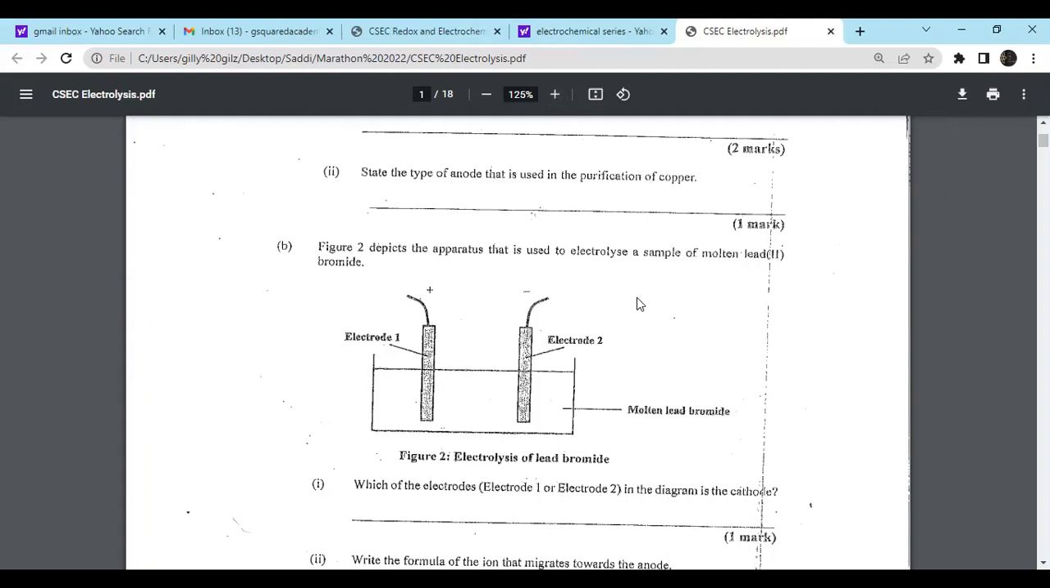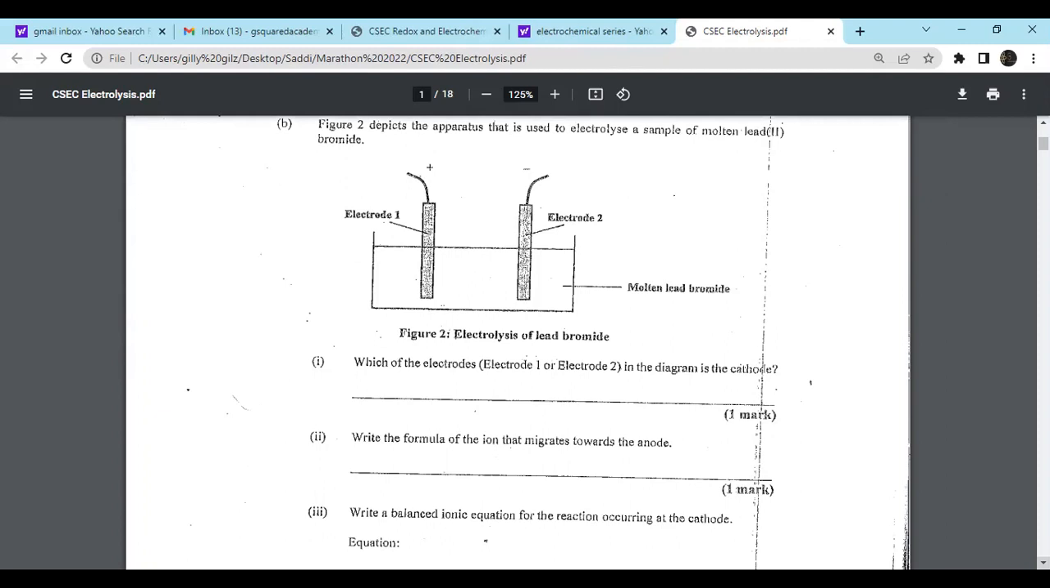It says which of the electrodes, electrode 1 or 2, in the diagram is the cathode. Okay, sorry. Of course, electrode 2, because electrode 2 is connected to the negative side of the power source. The cathode is connected to the negative side of the power source. Generally speaking, the cathode is on the right as well, but don't just say the cathode is on the right. Look at what it's connected to, okay?